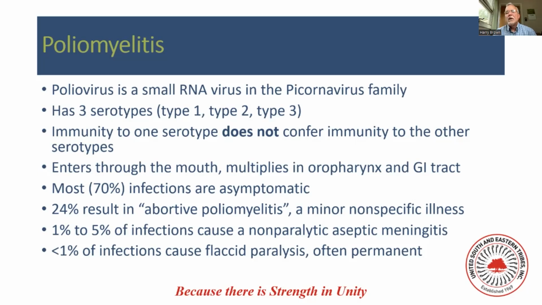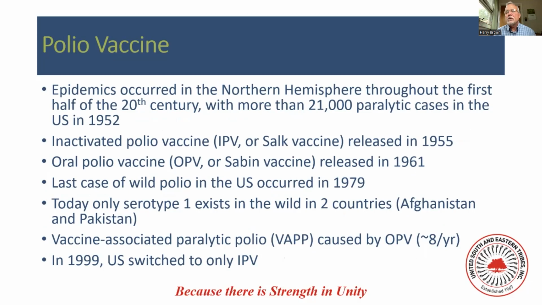Next slide. Don't get me wrong, I'm not advocating that we go back to that. But anyway, there were about 21,000 paralytic cases a year. For instance, 1952, before the vaccine was developed, there were 21,000 cases. So the first vaccine for polio, the so-called Salk vaccine, because it was developed by Dr. Jonas Salk, was an inactivated virus, was released in 1955 to much rejoicing by parents all across the country.